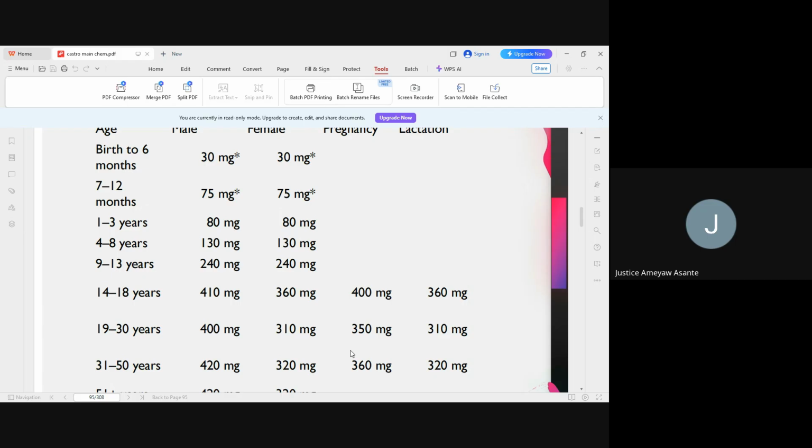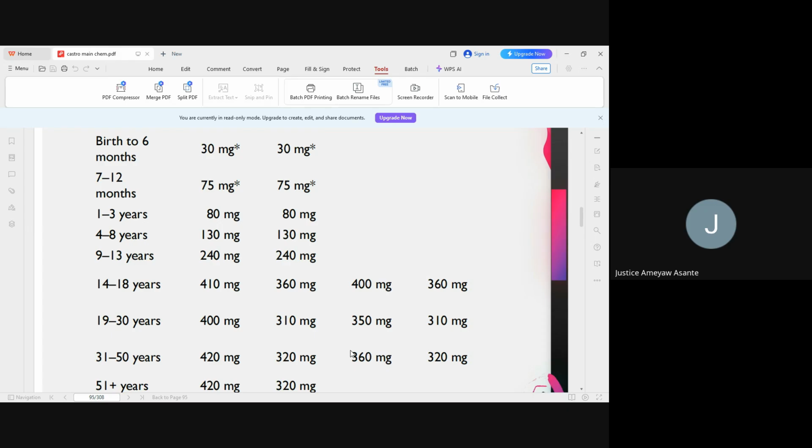pregnant women 400 milligrams, and then lactating mothers 360. 19 to 30 years, men 400, women 310, pregnant women 350, lactating women 310.